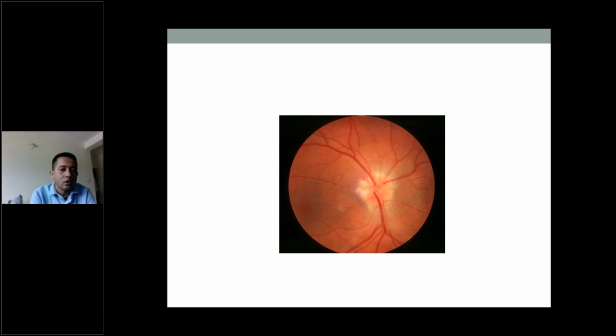Apart from hypertension, diabetics also develop ischemic optic neuropathy. So the management is conservative, but you have to look for the systemic factors and make sure that the patient controls hypertension, or if the patient is also diabetic, controls the diabetes.